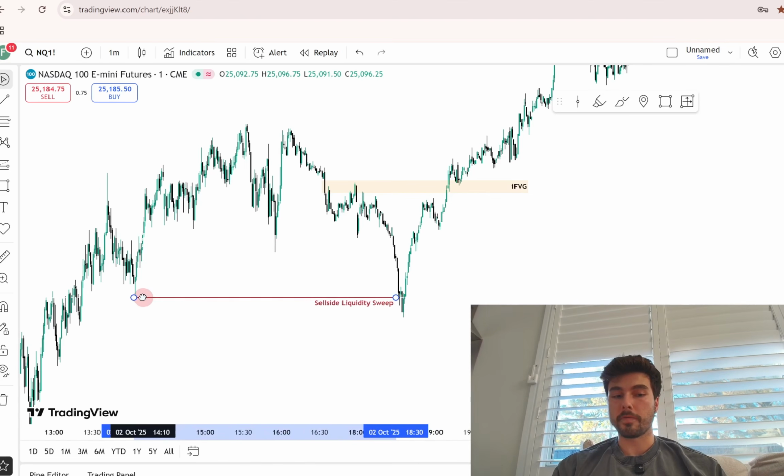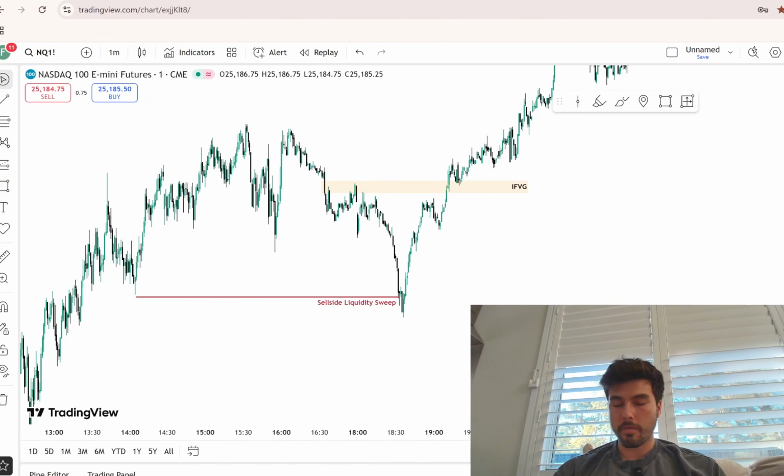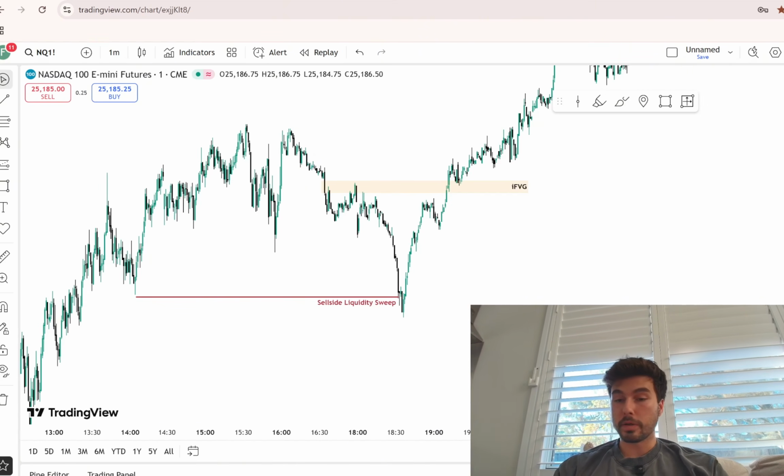This is how I journal, and these are the things that I like to do, especially when you're learning. Once you've learned your model, you can do a little bit less, but when you're not confident, you need to do as much work as you can to build those repetitions in the market.